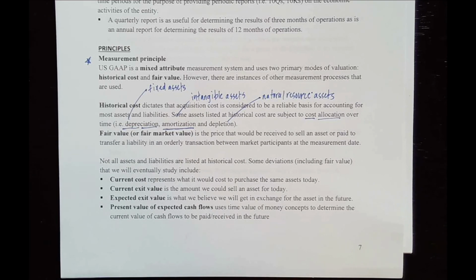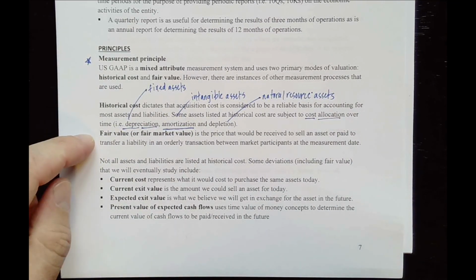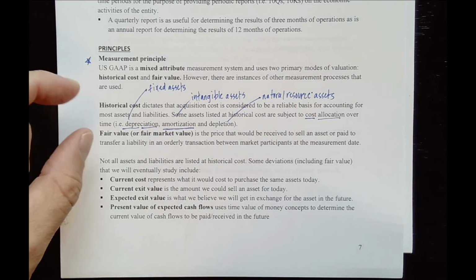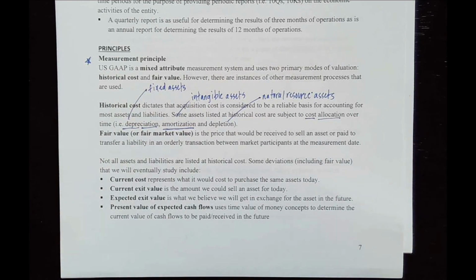And so that's an interesting argument that is still ongoing in accounting. There's folks who say that we've gone too far into fair value. There's people who believe that we haven't gotten there fast enough. But these are the two main modalities of valuation that we use that contribute to our mixed attribute system, whereby we report different assets using different valuation schema. All right, I'm going to stop right there for a second, and we will pick up and look at some other deviations from the measurement principle.